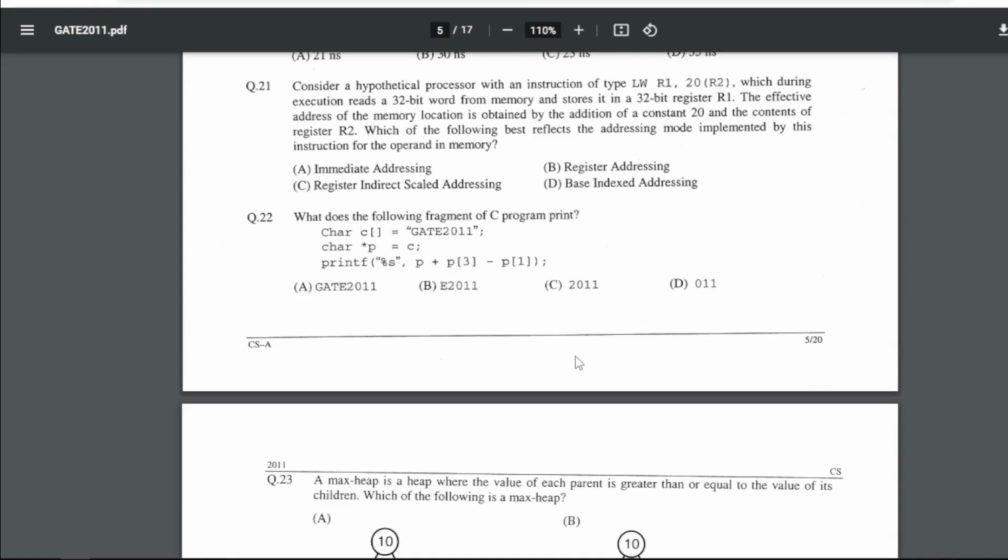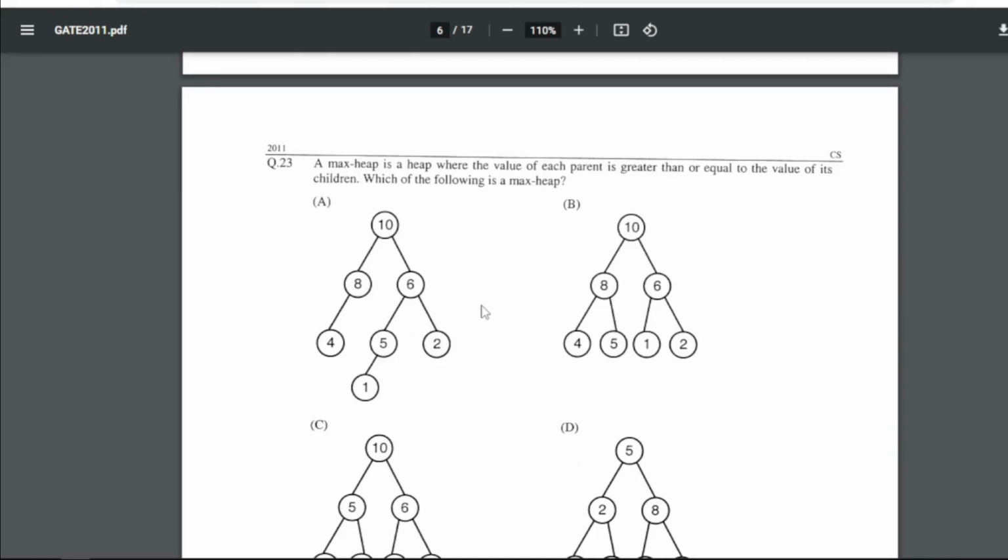22 is, what does the following fragment of C program print? You can see this is gate 11, then there is a pointer that is pointing to C, and now we have to find P plus P of 3 minus P of 1. So in that case, if you solve this, you will get the answer as C for 22, that is only 2011.